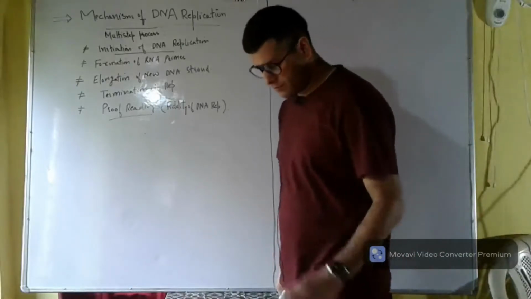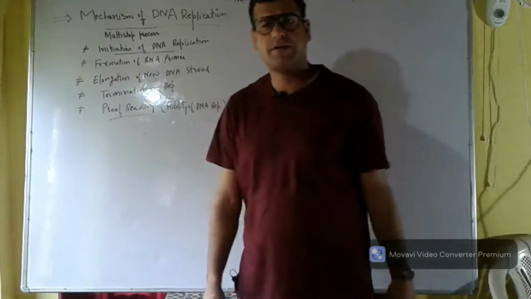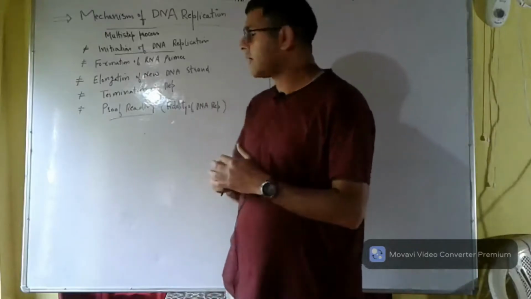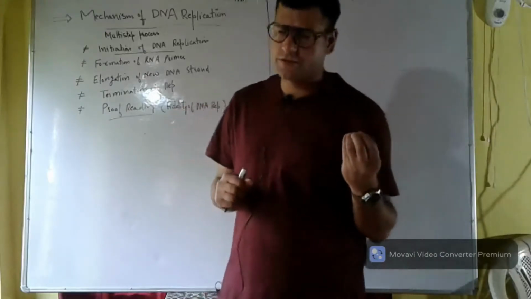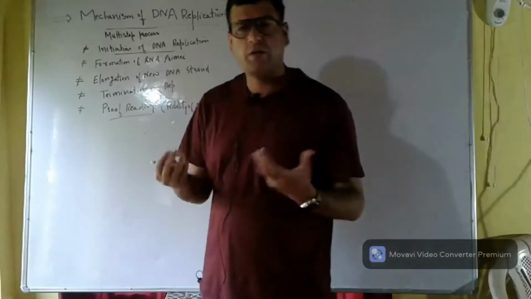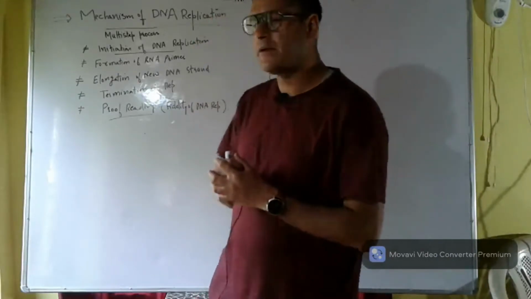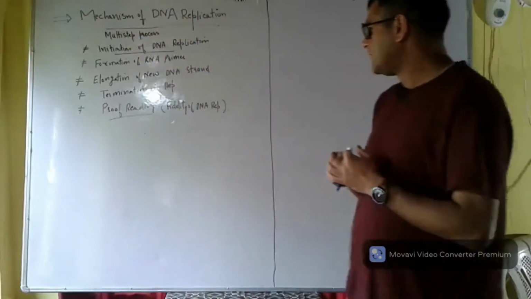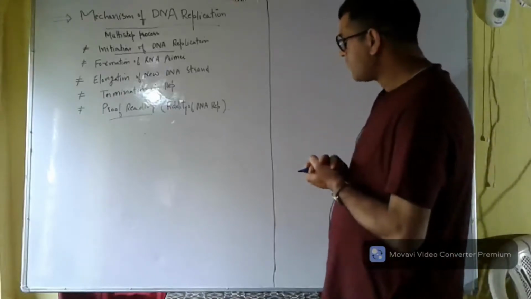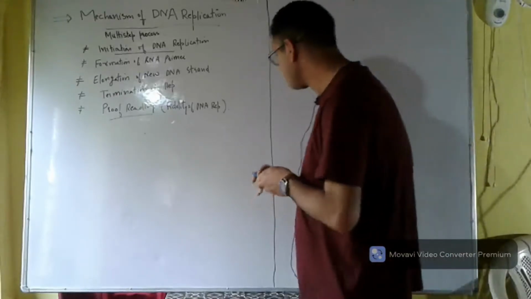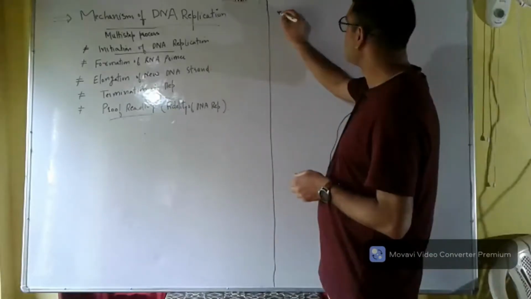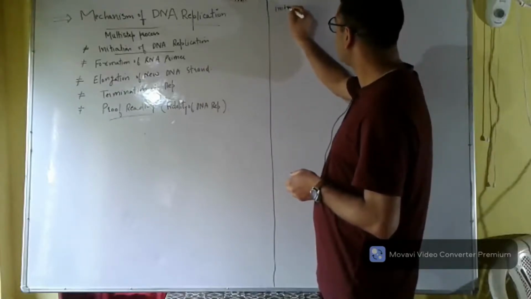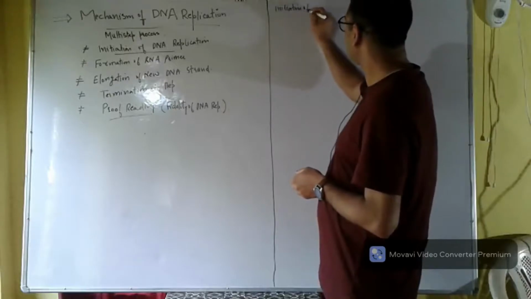First is initiation of DNA replication. It is an elaborate and multi-step process. We have initiation of DNA replication, formation of RNA primer, elongation of the DNA strand, termination of replication, and then proofreading and editing, which increase the fidelity of DNA replication. So first is initiation of DNA replication.